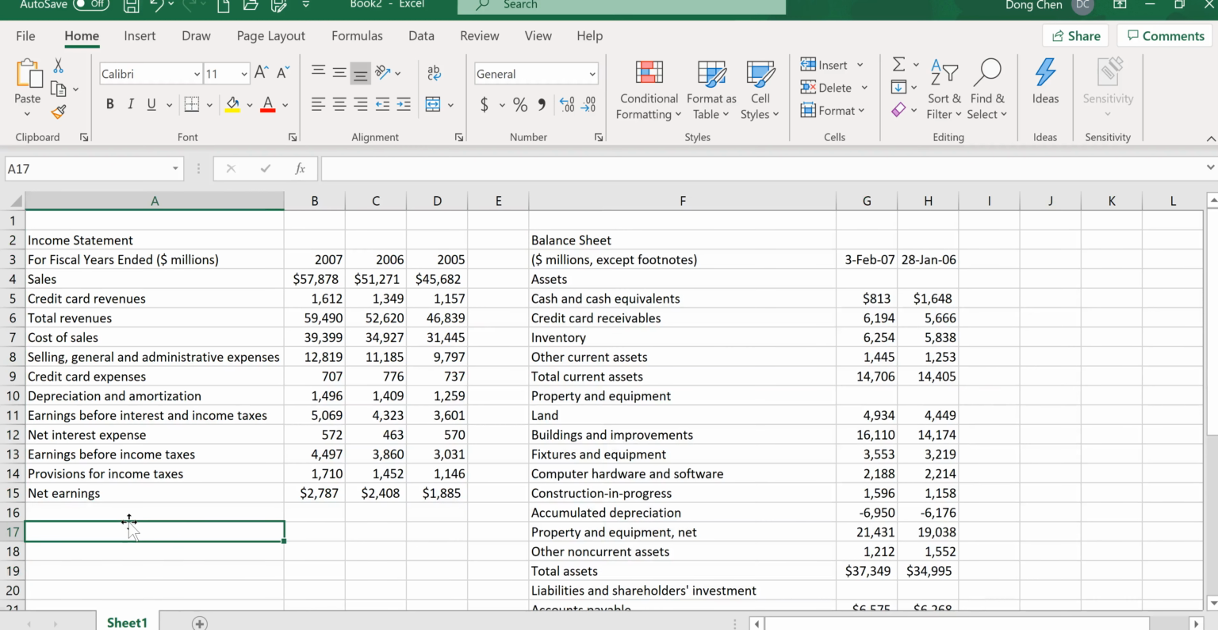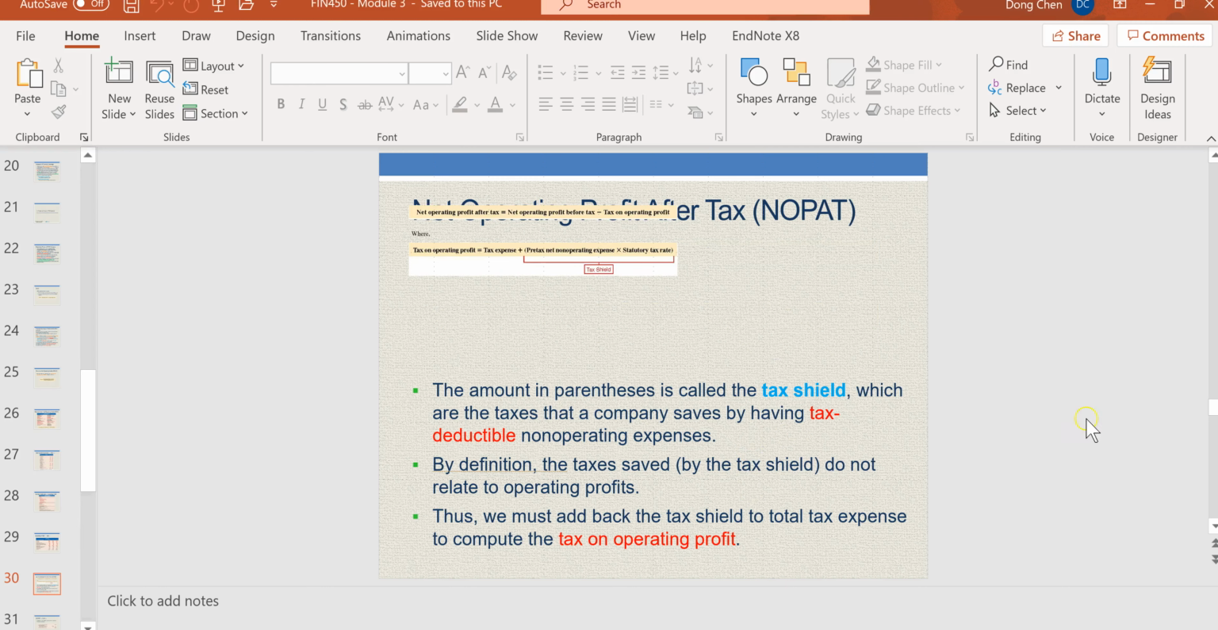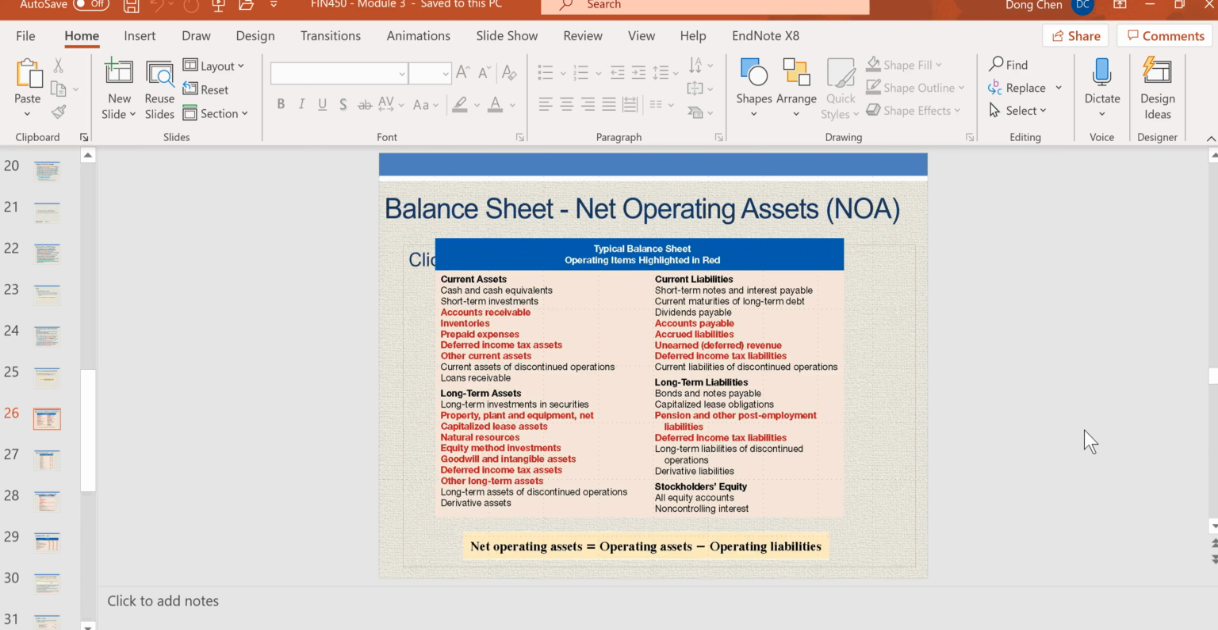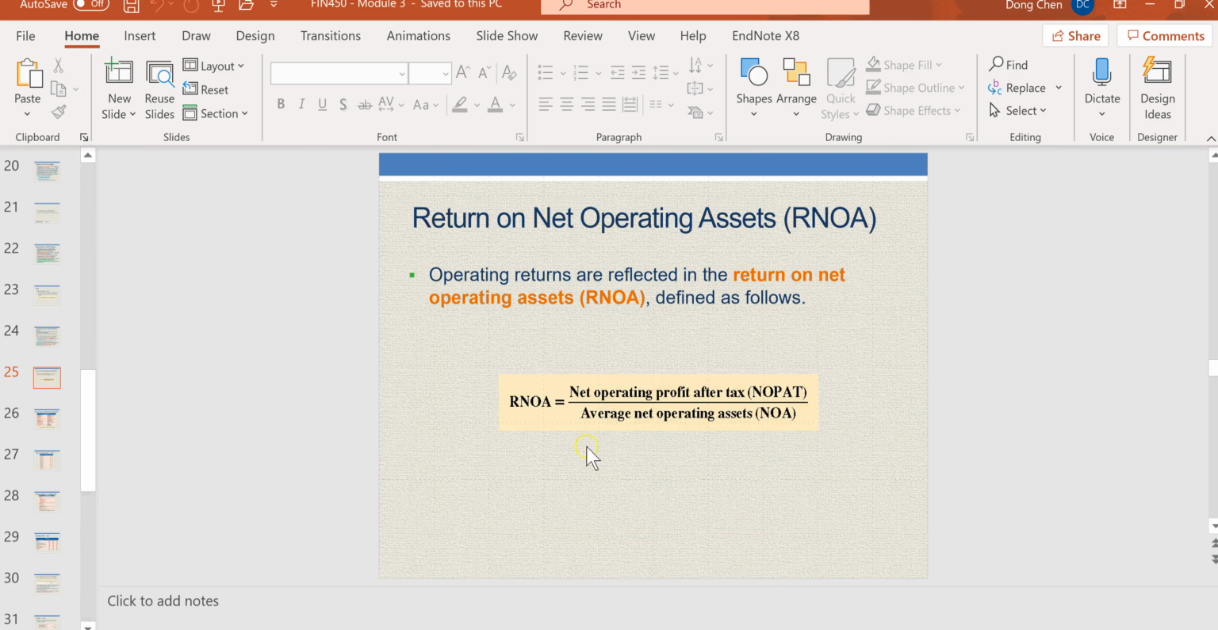So first, we need to calculate RNOA, return on net operating assets. In order to do that, remember, if we go back to our lecture slides, we can find that return on net operating assets is defined to be net operating profit after tax, NOPAT, divided by average net operating assets.